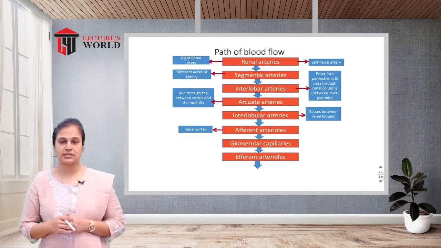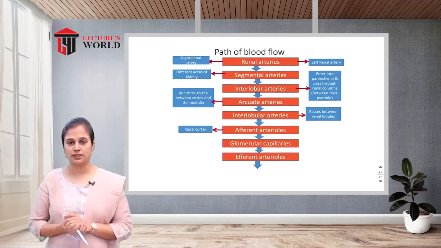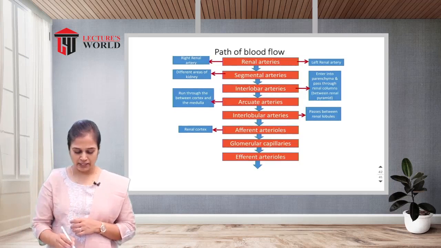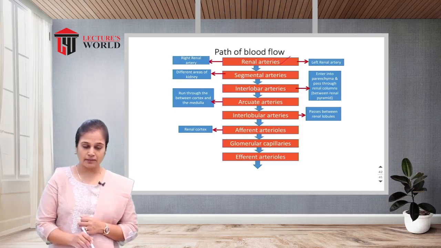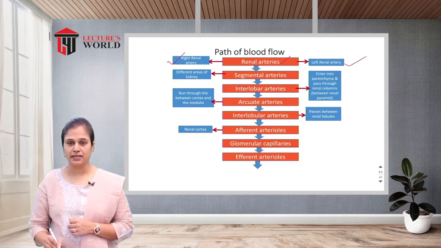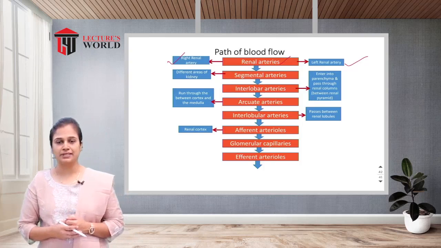So we will see all the branches that supply blood to which part of the kidney. As we have already discussed, the renal artery bifurcates into the right renal artery and the left renal artery. It branches into the segmental arteries.